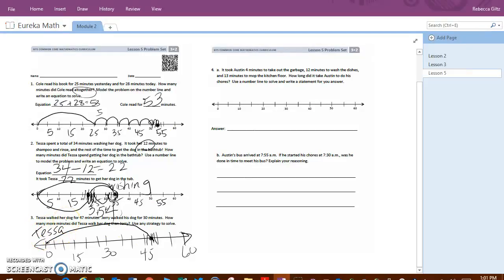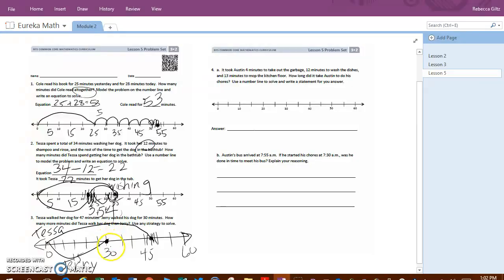47 minutes. Jerry walked for only 30 minutes. So underneath here, I'm going to draw a line from 0 to 30. This is Jerry. And again, this is solving using any strategy, so it just depends on what makes sense to you for this type of problem. Okay? So the question is, how many more minutes did Tessa walk her dog than Jerry?